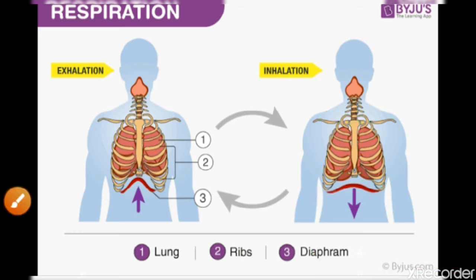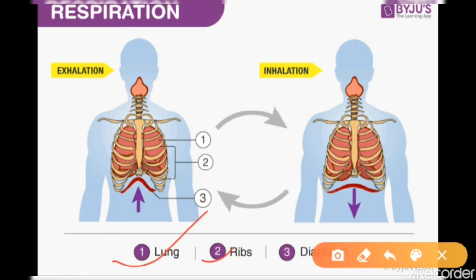Here we can say that in inhalation and exhalation three things are involved: the lungs, ribs, and the diaphragm. The lungs take in oxygen and release carbon dioxide. Now the rib cage: in inhalation, when we are taking in the oxygen, the rib cage lifts upside and the diaphragm moves downside.